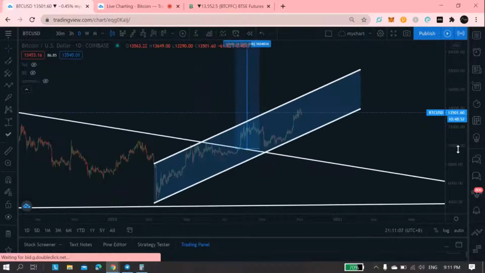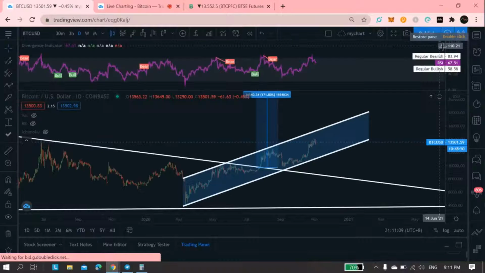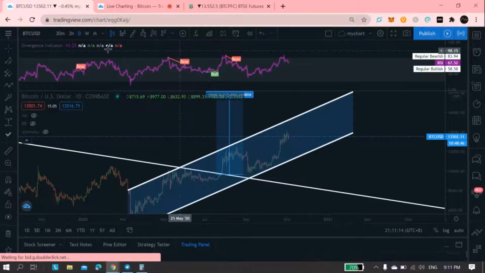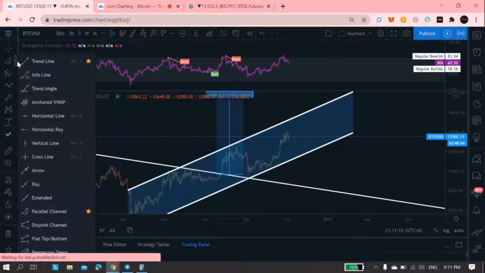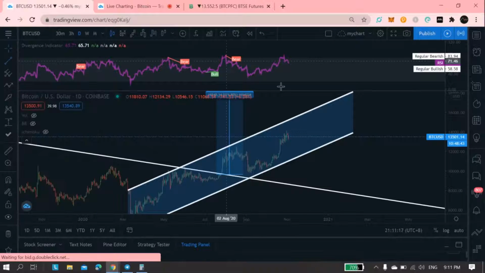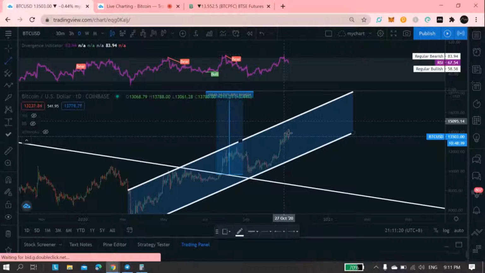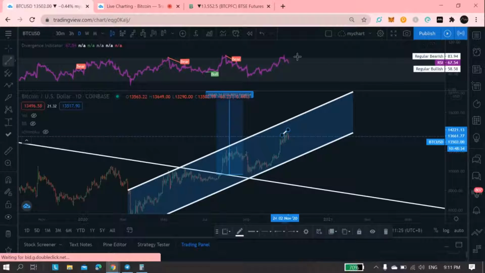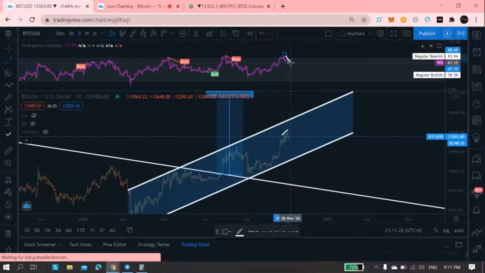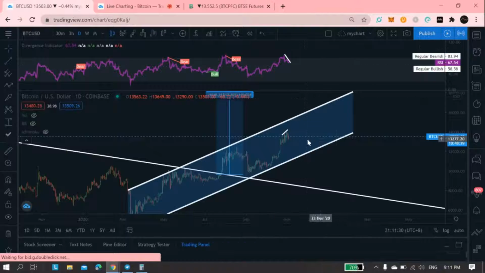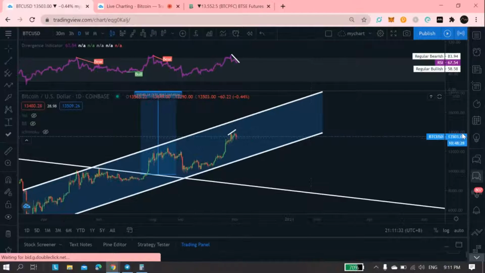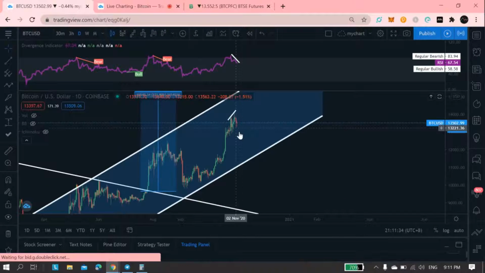and currently trading at this area, the 13,500. So anyway, let me also show you the divergence indicator, because there is a bearish divergence at this area. So this is going up while this is going down. That's why it pulled back.